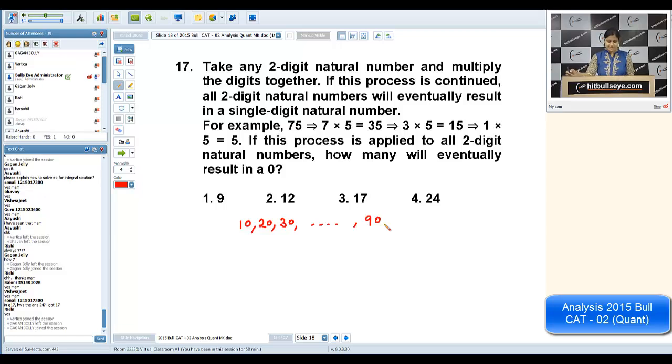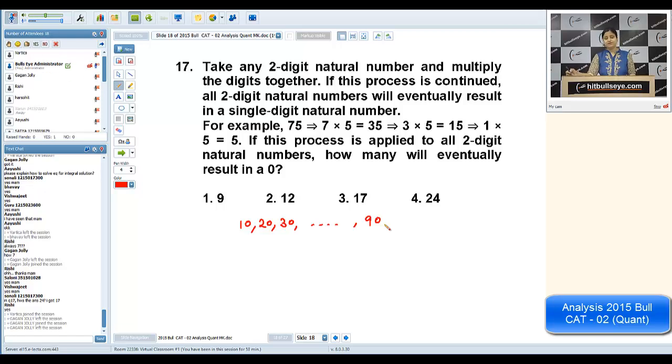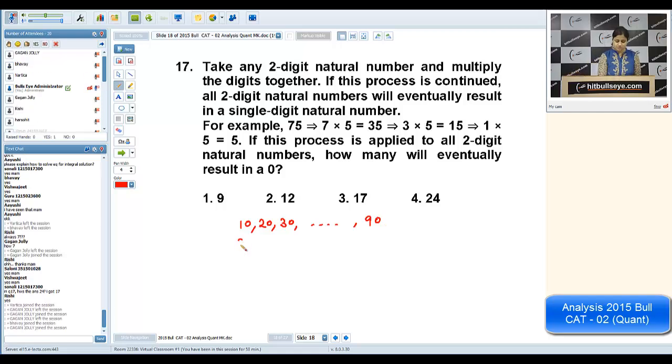Now, as you know, 5 multiplied by any even number will give you a 0. So we can consider 25 with 5. It can be 52, it can be 54, it can be 45, it can be 65, it can be 56. We can take more numbers. It can be 85, it can be 58 as well. So if you take 25, the first multiplication will give you 10, then it will become 0. Now, 25 you can get by taking 55.